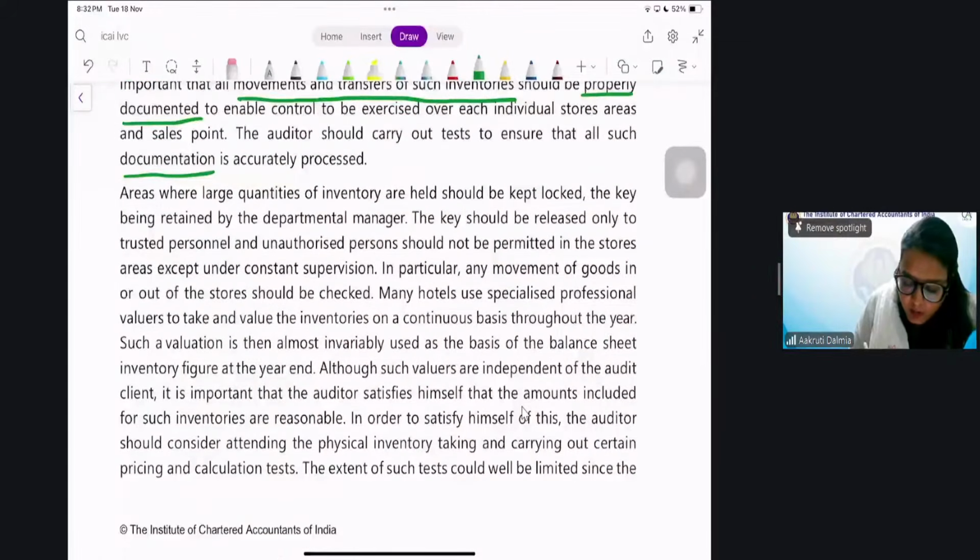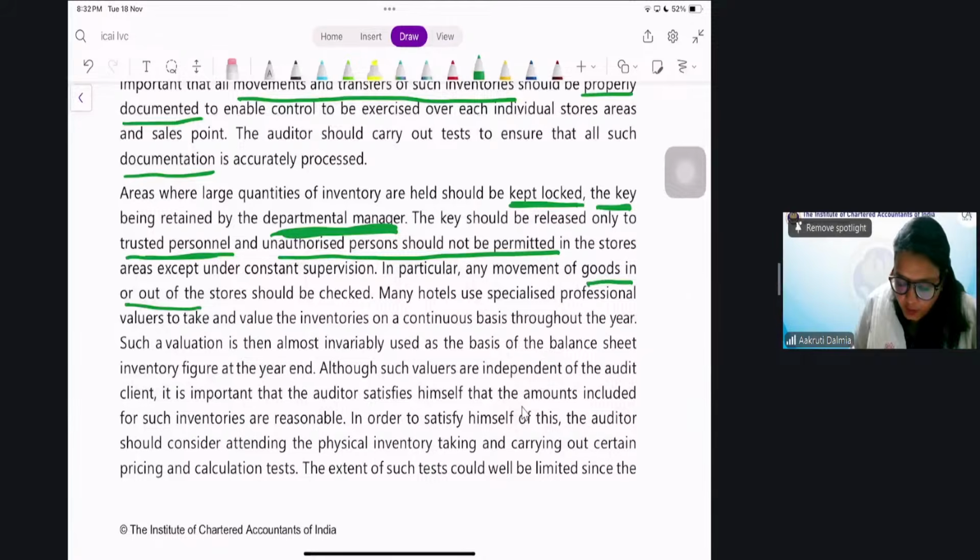Areas where large quantities of inventories are held should be kept locked. The key should be with the manager. The key should be released only to a trusted person, and unauthorized persons should not be permitted in the stores. In particular, any movement in or out of the store should be checked.